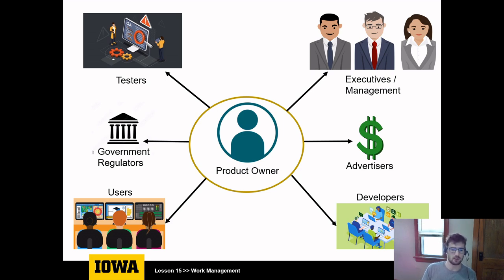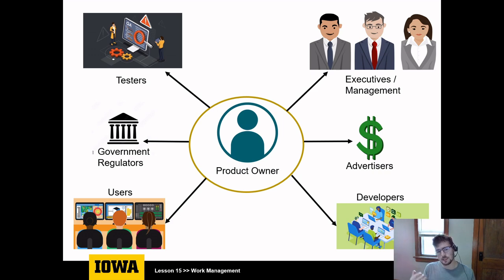So advertisers don't want graphic content on YouTube, for example, because they don't want their advertisements to be shown and associated with such content. Or government regulators have a vested interest in YouTube because they don't want fake news, for example, to be distributed through the platform, right? So different people have different influences.